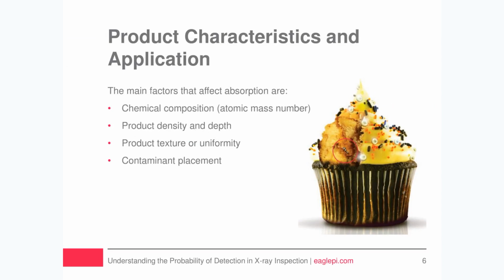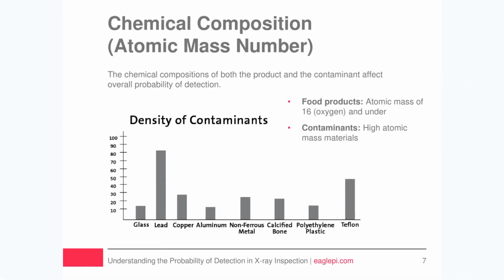X-ray inspection works by looking for objects that have a higher contrast to surrounding product. Contaminants, due to the higher density, will usually have a higher absorption than that of the product itself and deliver higher contrast within an X-ray image. The main factors that affect absorption are the chemical composition, which is the atomic mass number, the product density and its depth, the product texture and its uniformity, and where the contaminant is actually placed in the product.